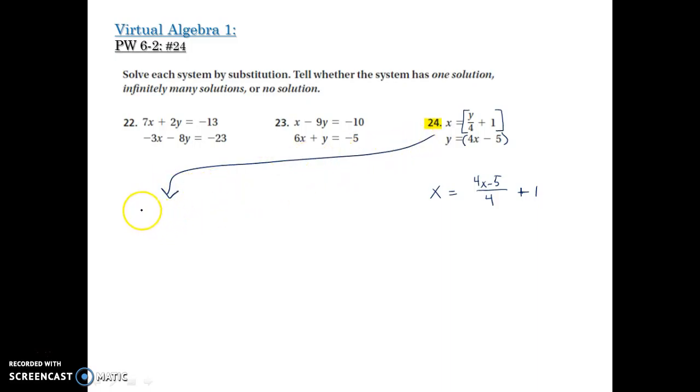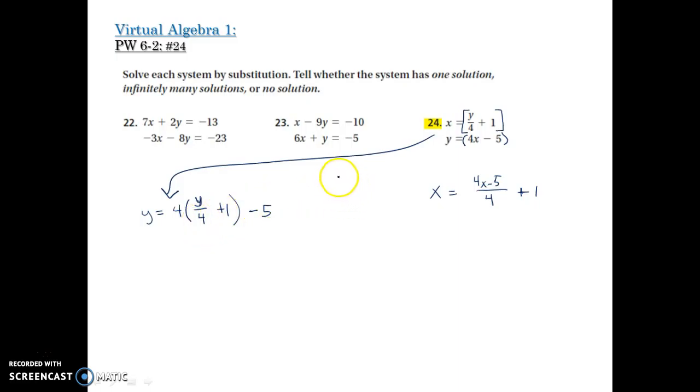So if I take the bottom equation, y equals 4 times, and then substitute for x, y over 4 plus 1, and then minus 5. And then I want to look at these two equations and say which one's going to be easier for me to solve.